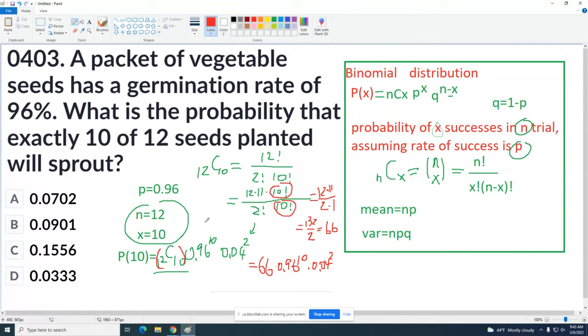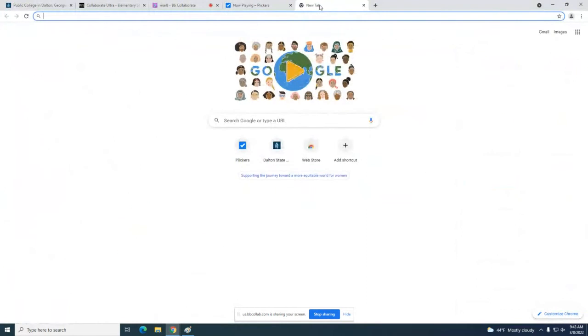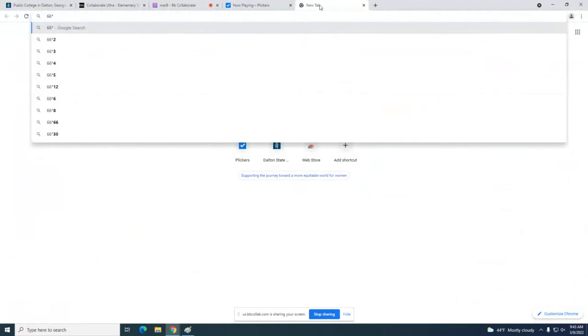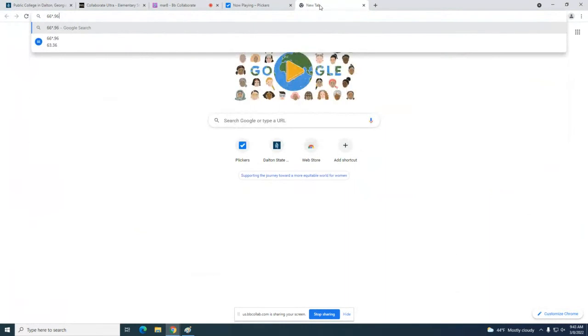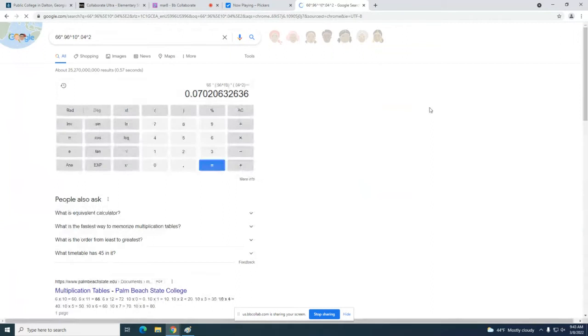All right, so 66 is what we have for the C number, the combination number, and you also have to multiply the 0.96 to the power 10 and 0.04 to the power 2. If you're using the online calculator, it looks like this. You go 66 times 0.96 to the power of 10, and then times 0.04 to the power 2.